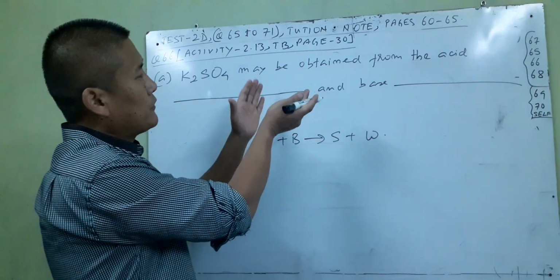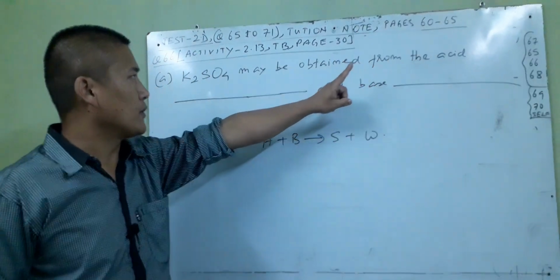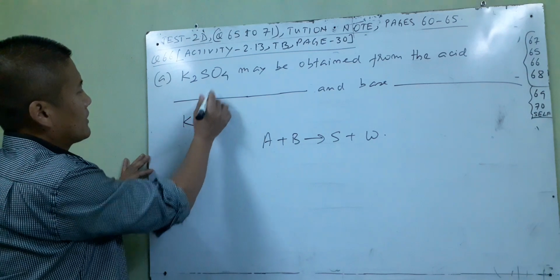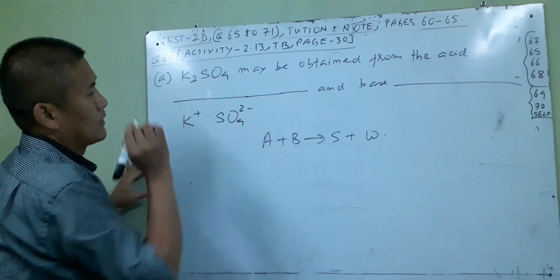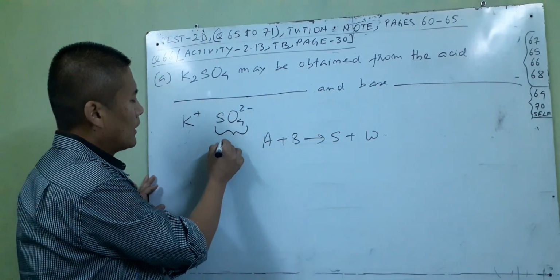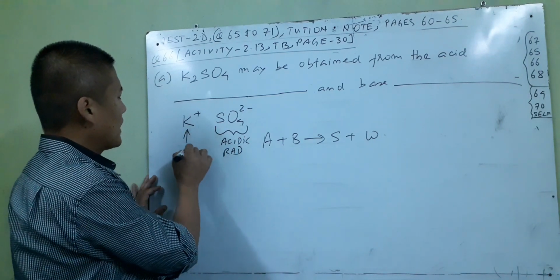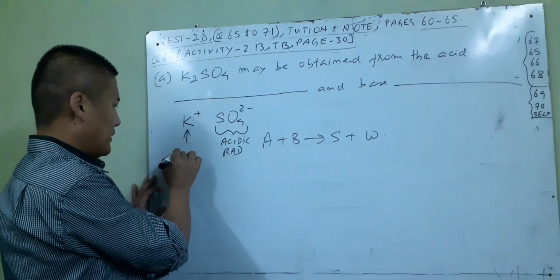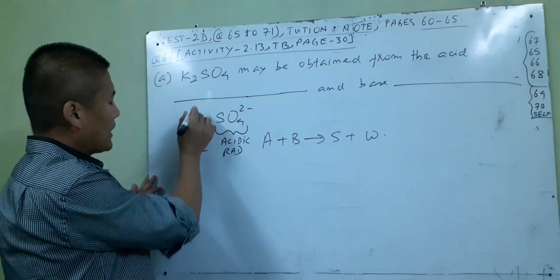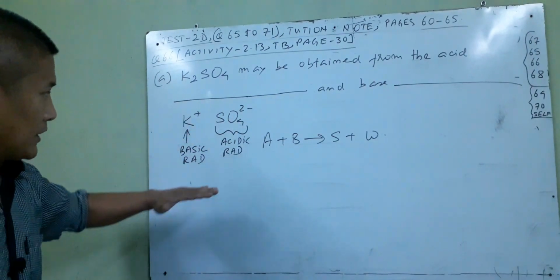Please remember this. Very easy if you remember this trick. May be obtained from an acid. Now please remember the acid always comes from the negative radical. Here, this salt has K plus and the negative radical is SO4 2 minus. Please remember acids come from the negative radical. Therefore, negative radicals are also called acidic radicals. And the bases always come from the positive radical. Therefore, positive ions are called basic radicals. Okay, keep that in your mind. If you want to write below that also, you can write it.